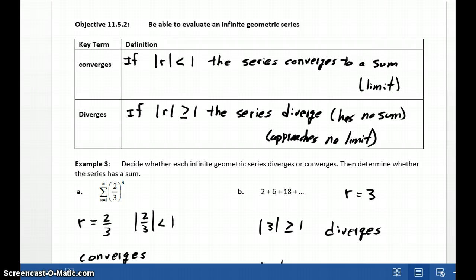We might call it a limit. However, if our series diverges, that would be when the absolute value of your common ratio is greater than or equal to 1. The series diverges. It has no sum, or we could say it approaches no limit.